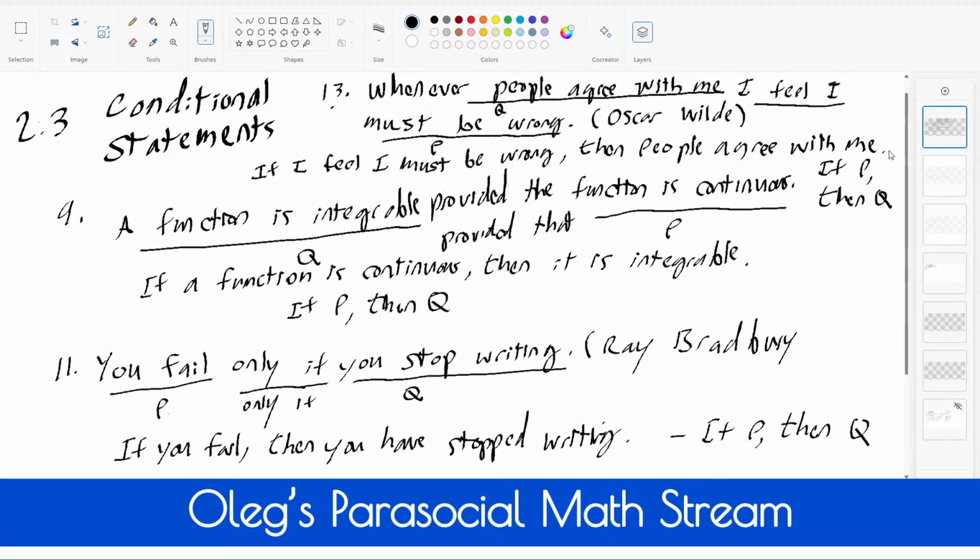If people agree with me, then I feel I must be wrong. So whenever people agree with me, I feel I must be wrong. So I got this one wrong. I went with Q whenever P. And they went with P then Q. Yeah, people agree with me.